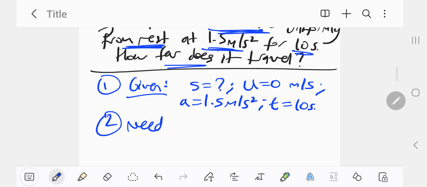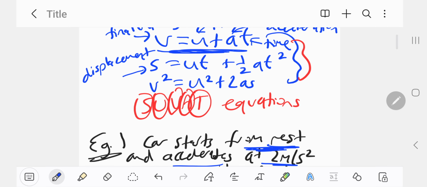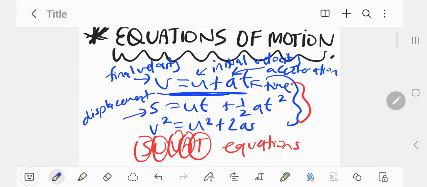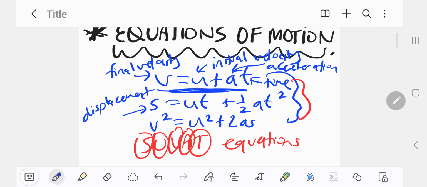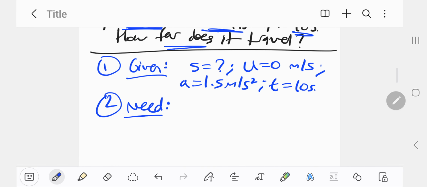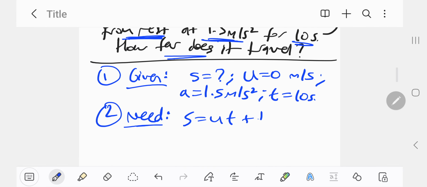Number 2, we need to use one of the SUVAT equations. Now, we need S. We're given U, A, and T. Let's go back up to here. Use your formula sheet. When you're solving these problems, use a formula sheet and calculator. We're not given V, right? We're given U, A, and T. So let's use this one. It's just really figuring out which one to use. That's all it is, really. That's where students get most mixed up.